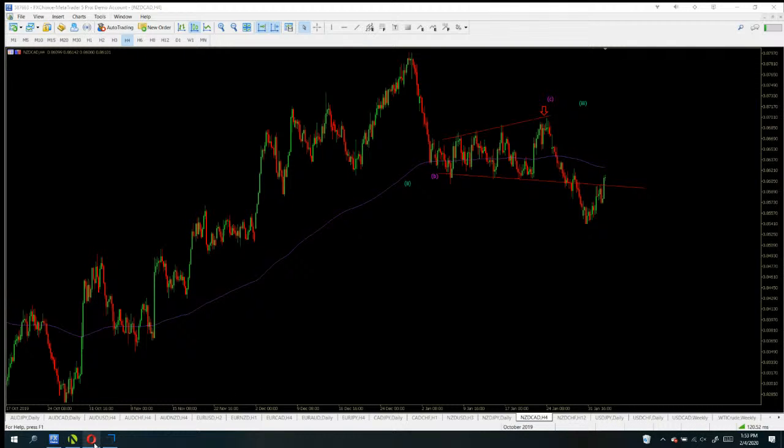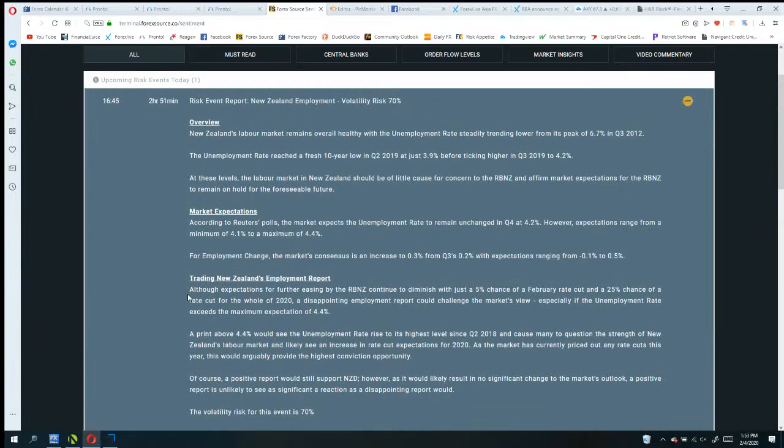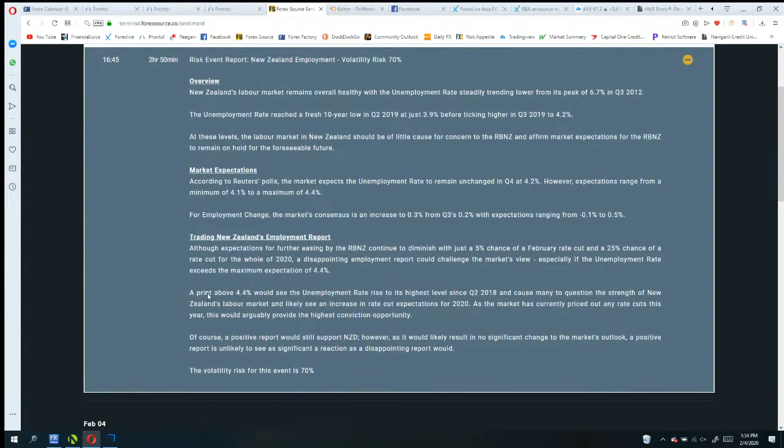From a fundamental standpoint, again, the market is expecting the unemployment rate to come in at 4.2% with a range between 4.1 and 4.4. They're expecting the actual employment change to be 0.3 with a range of minus 0.1 to plus 0.5. So, of course, we need to see both of these come in either above or below expectation for the highest conviction trade. And you see right here, if the unemployment rate comes in at 4.4, especially above, which would be the high end of this unemployment rate range, right?